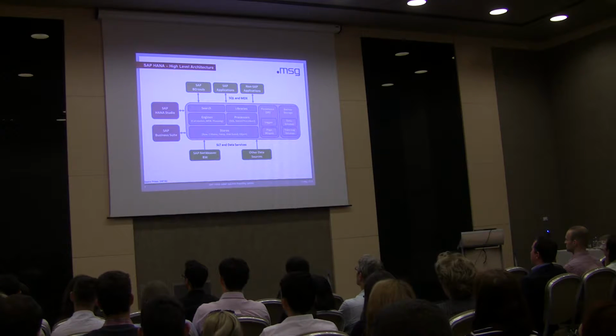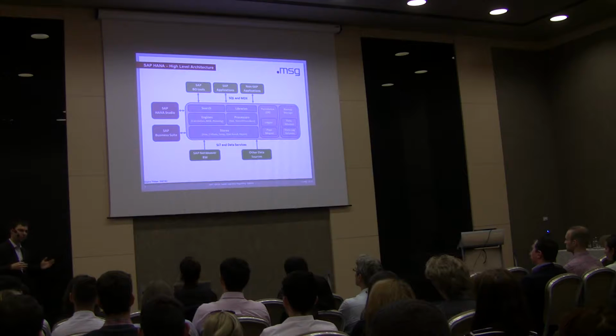SLT stands for SAP Landscape Transformation. It's a trigger-based transformation tool, and the BO data services. And of course, you can also integrate other data sources. For example, smart data access. If you want to access data on another database via a remote connection, that's also possible out of the box with SAP HANA.